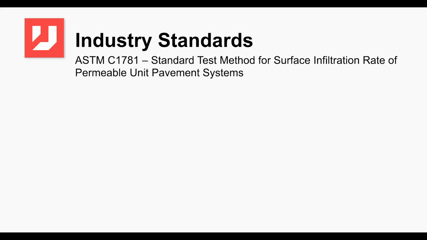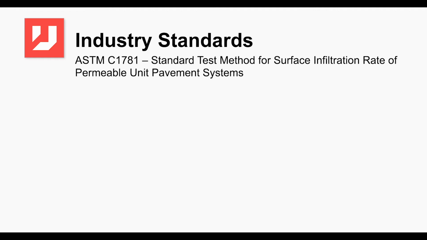So with the test procedure we're going to go through today, we're looking at the ASTM C1781. That's by the American Society for Testing and Materials. It's the standard test method for surface infiltration rate of permeable unit pavement systems. And this gives you a procedure on how to do that so that everyone does it the same way.